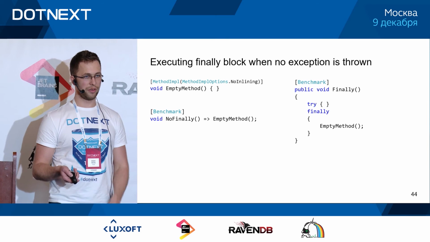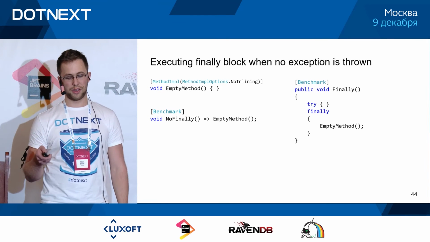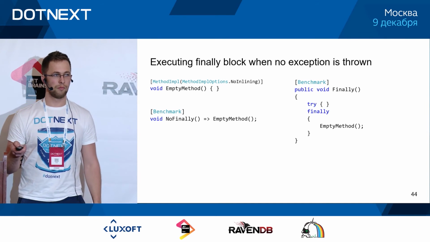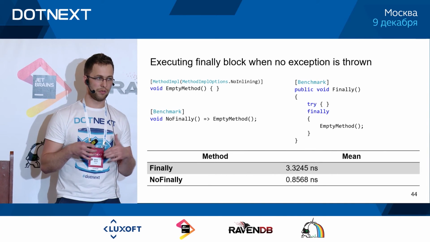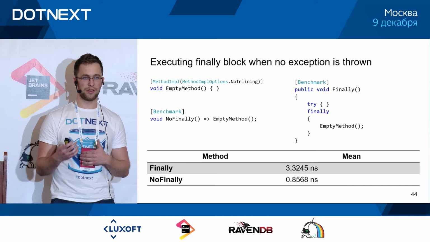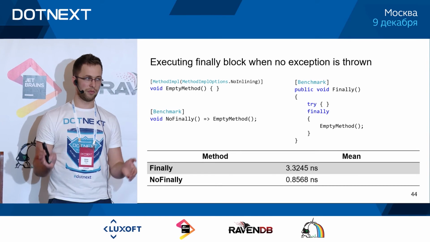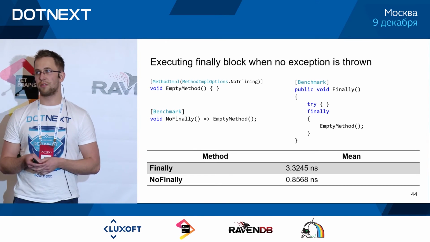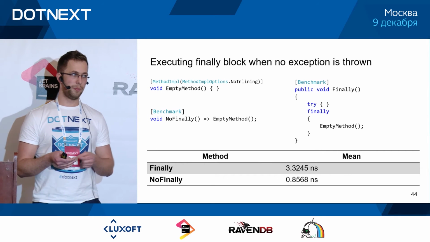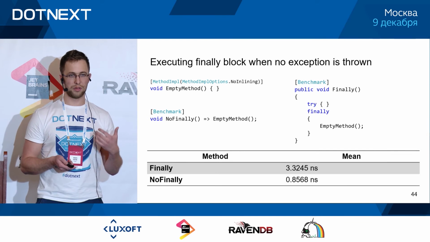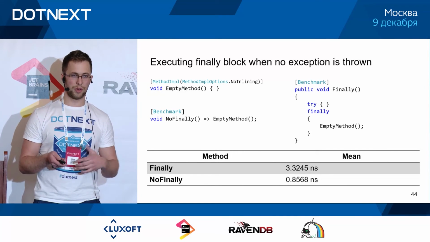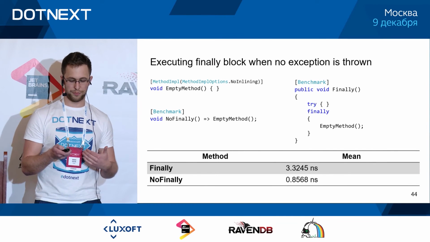And another benchmark which has an empty try and a finally. So the difference is 2.5 nanoseconds. So this is the extra cost of having the finally, without any exceptions being thrown. And just a reminder, you need 1 billion nanoseconds to get a second. So it's not a lot. It's not a huge overhead. This is why we should not give up on finally so easily.